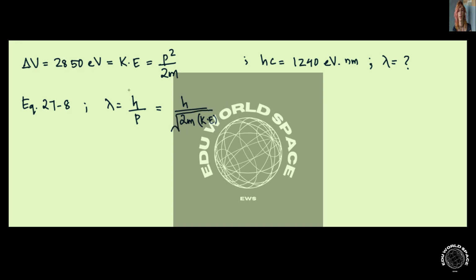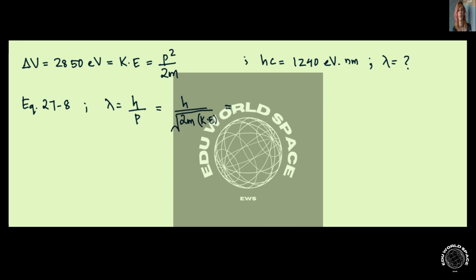Now, we see that the value of h is in joules and the kinetic energy is in electron volts. So we have to make some manipulation to get the numerator and the denominator in the same unit. You can either convert the kinetic energy into joules and use the value of Planck's constant here, or you can convert the numerator into electron volts and do the rest of the calculation.